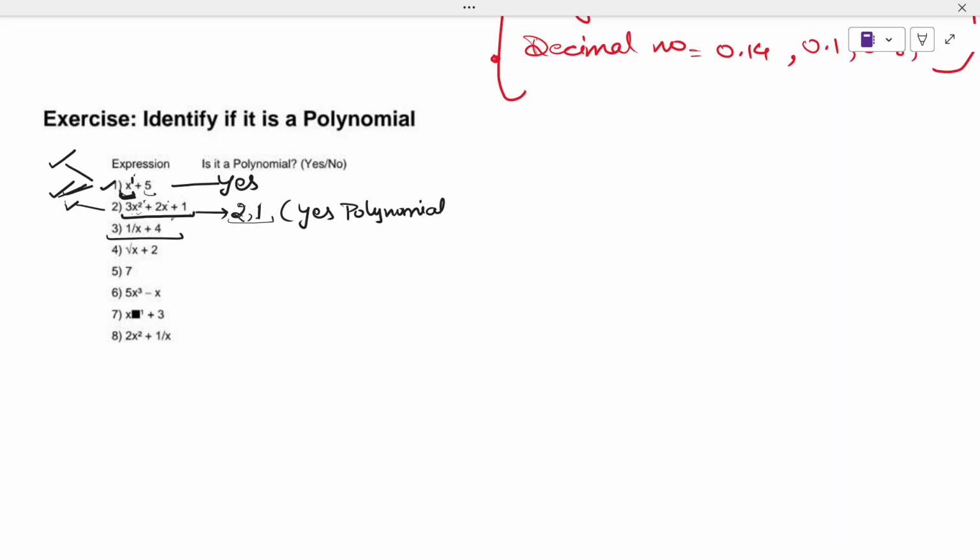Now tell me, is this a polynomial? 1 upon x plus 4. We can write 1 upon x as x power minus 1. We have studied that a variable power can't be negative because it's not a whole number. Minus 1 is not a whole number. So this is not a polynomial.